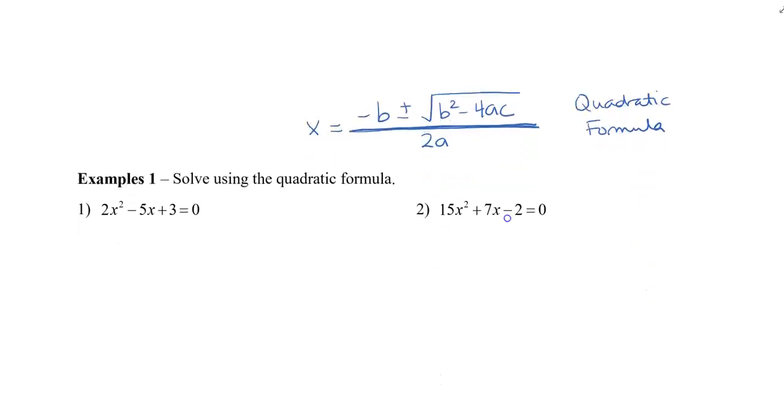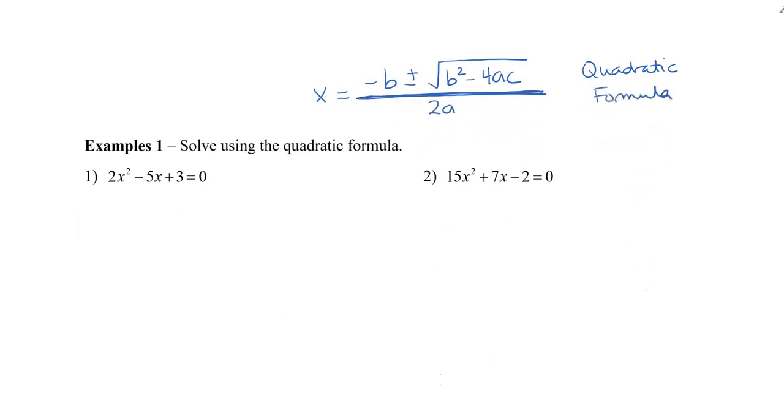So in our first example here, we have 2x squared minus 5x plus 3 equals 0. And so the 2 is our a value. Our negative 5 is our b. And our positive 3 is our c. So we're going to plug these three numbers into the quadratic formula.